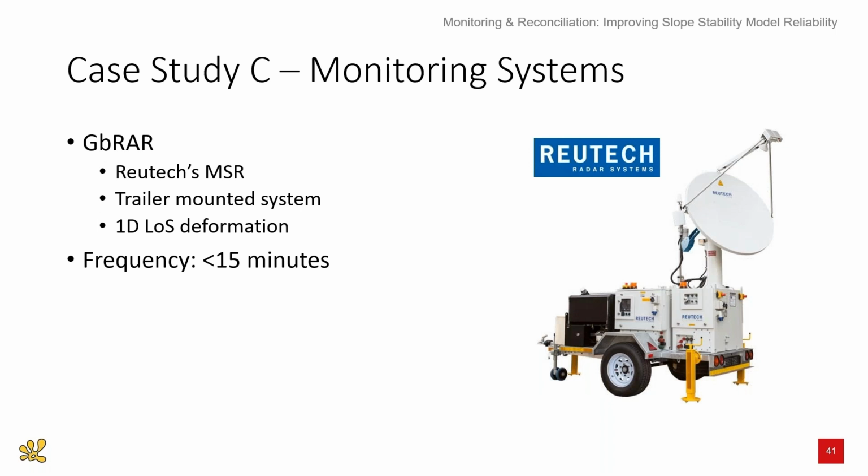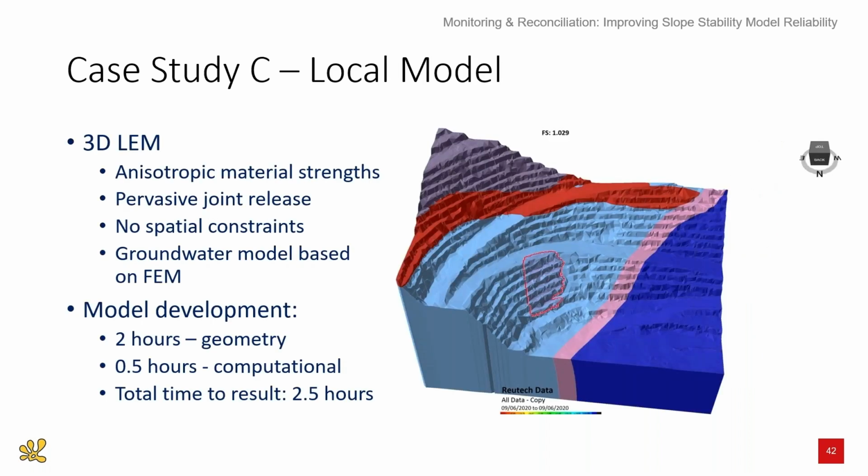The monitoring system used here is Reutech's MSR, a trailer-mounted one-dimensional line of sight radar system with scan frequencies much less than 15 minutes. A local model was developed using 3D limit equilibrium, shown here. It used anisotropic material strengths for the foliation, a joint plane for the release plane, and no spatial constraints. Groundwater was modeled based on finite element simulations. This model literally took 2 hours to develop and about 30 minutes to compute.